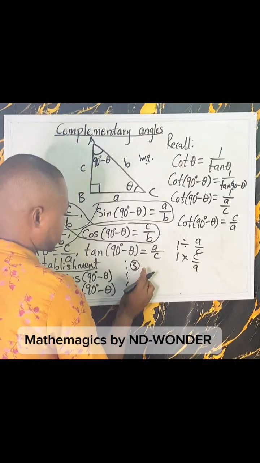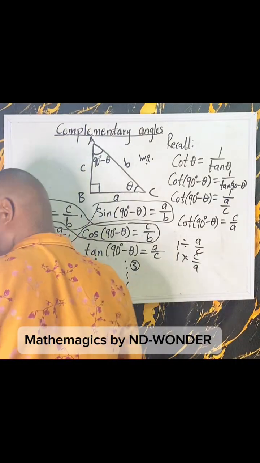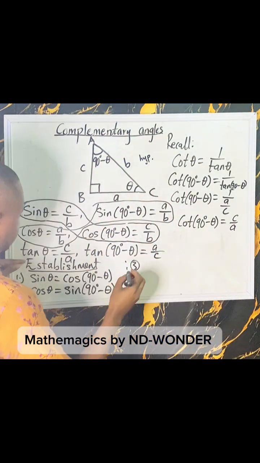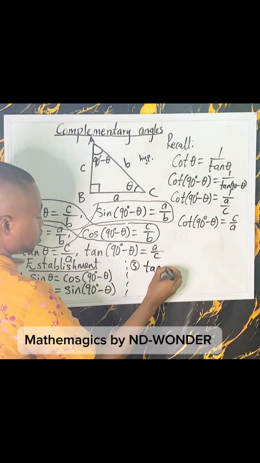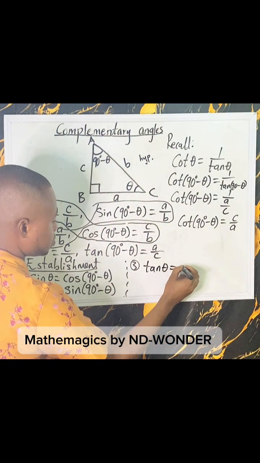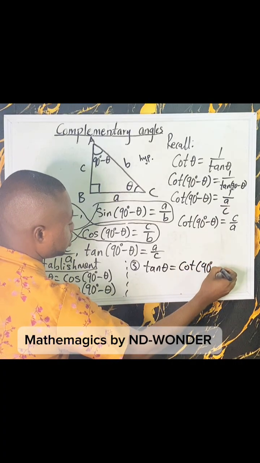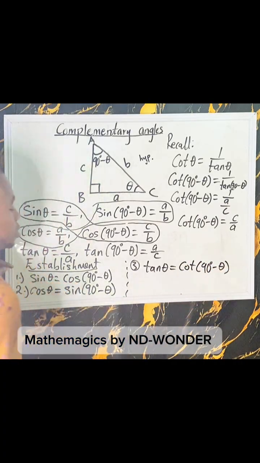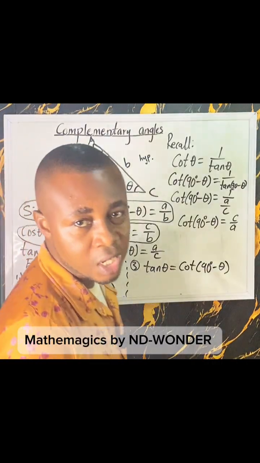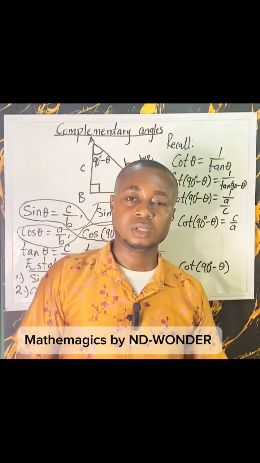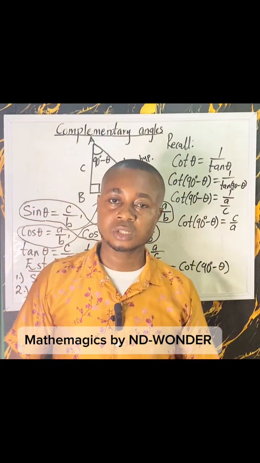So the third establishment will give us tan theta is equal to cot 90 degrees minus theta. At this point, this is how we obtain our complementary angles. Next video, we go into the solution.